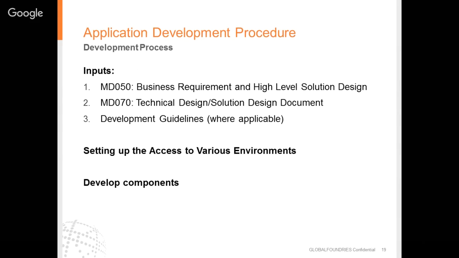So now we come to the application development procedure. To start the development process, the inputs are the MD50 should be completed with all the requirements and solution design. The MD70 should be completed with the technical design, and then development guidelines should be available wherever applicable. Then to start the development, we need setting up the access to various environments and then the development components.